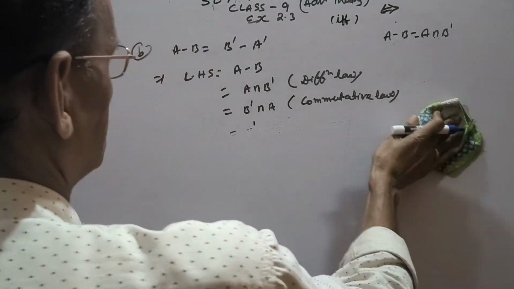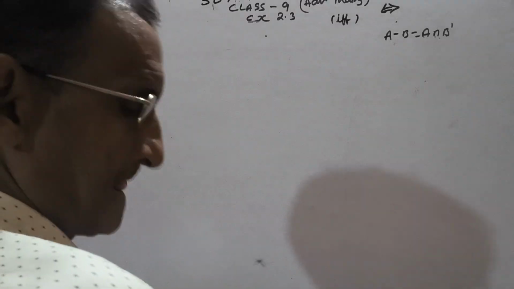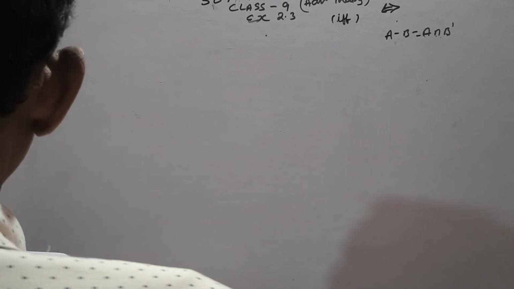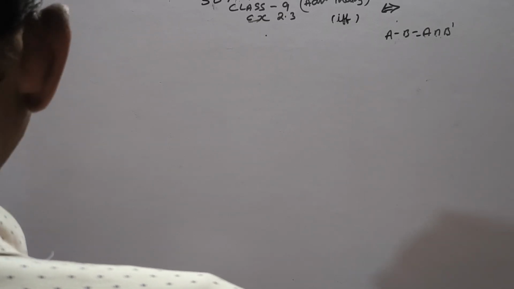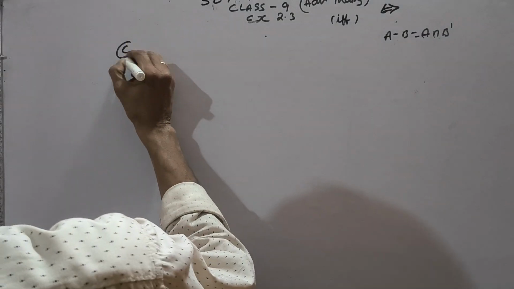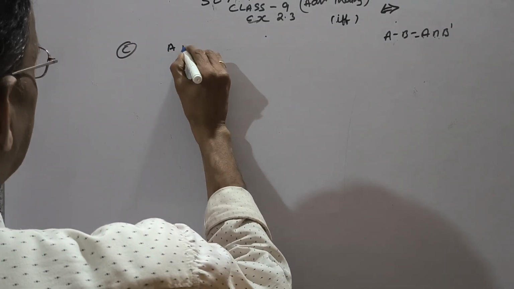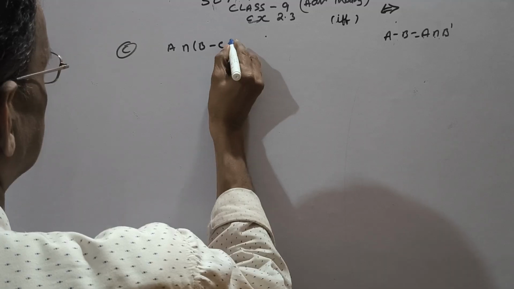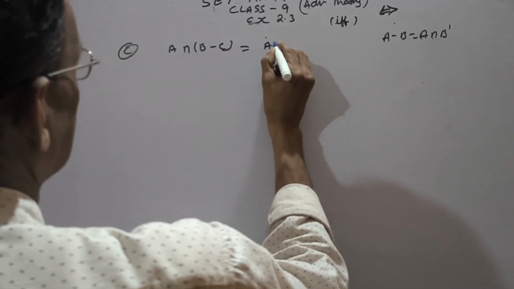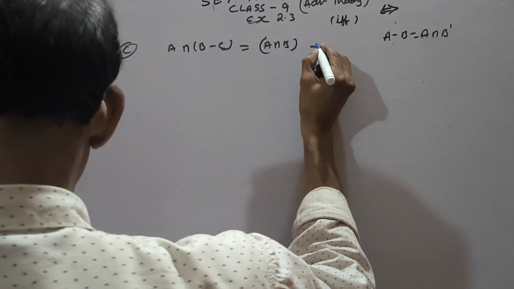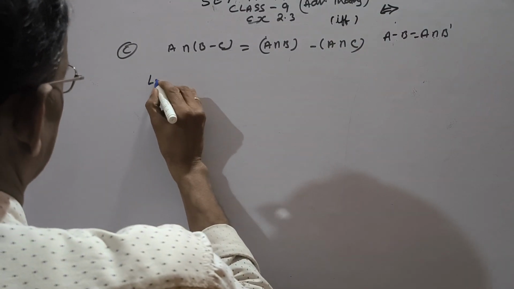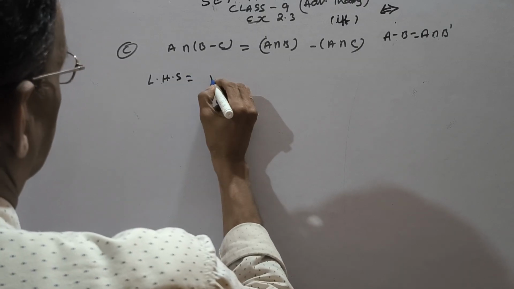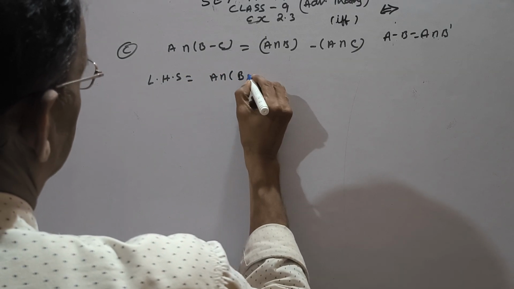Okay, that was part B. We go to the next one. Question number C: A intersection B minus C is equal to A intersection B minus A intersection C. Try the same method, take the left hand side, A intersection B minus C.